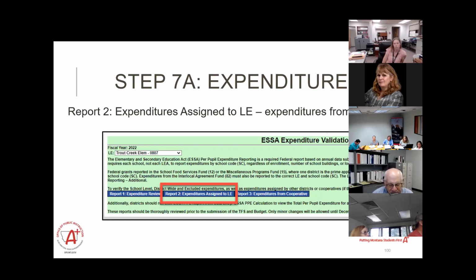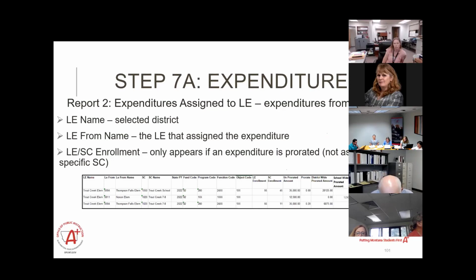So if you were, for example, sharing a food service fund, so you were a unified school district with a separate elementary legal entity with 2 school codes, and you were unified with a high school with 1 school code. The high school does not have to report by school code because it's only 1 school code in the legal entity. But if they're sharing a food service fund with the elementary, there may be expenditures that have been assigned to them. So this report, again, shows you everything that's been assigned to you by another legal entity.